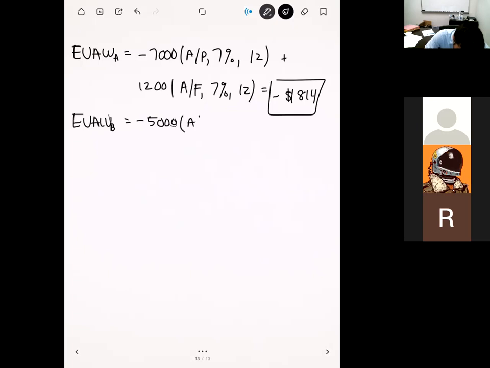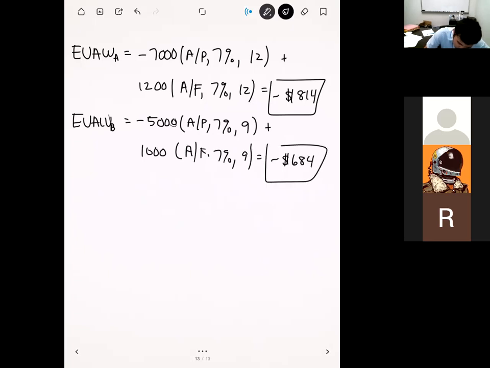Okay, A over P, 7%. In this case, we're going to use 9 because 9 is the amount of years that it's going to last. Okay. Right, then we're going to add 1,000, A over F, 7% and 9. Okay, and this is going to be A minus $684.